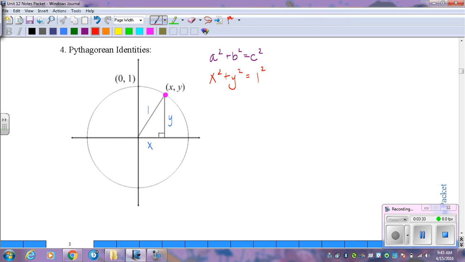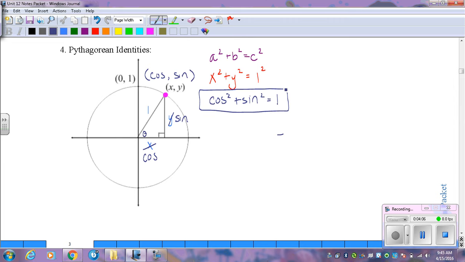Now, when we talk in terms of your trig functions, we said that this point here represents the cosine value and then followed by the sine value. So if we were to replace x with cosine, knowing that our adjacent side of our angle here is your cosine, and the opposite side would be the sine value, we can now say that cosine squared plus sine squared is equal to 1, since 1 squared is just 1 anyways. So this cosine squared plus sine squared equals 1 is your major Pythagorean identity.